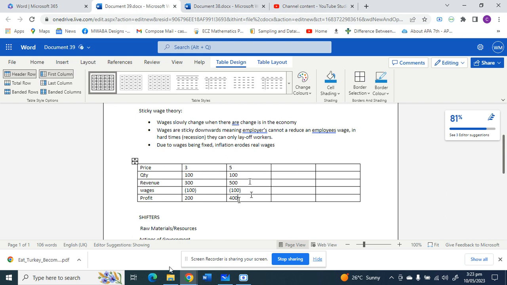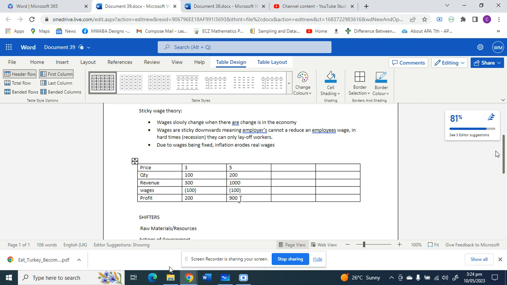So now, if the firms want to increase production, let's say to 200, let's see, 200 times 5, the revenue is going to be 1,000. 1,000 minus 100, profit of 900 kwacha. So that's why when the price level of goods and services go up in a nation, firms that are producing those goods and services will be inclined to increase their production because they'll make more profit.